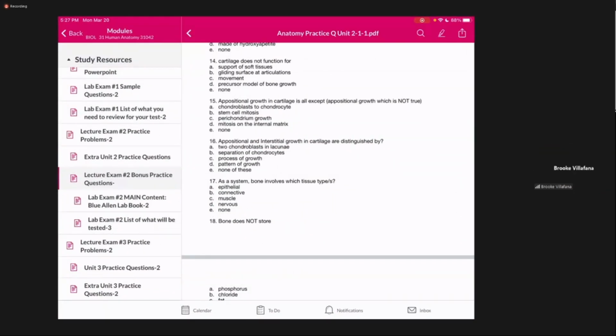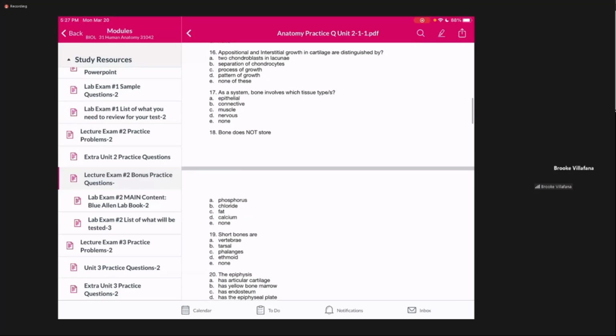Right, so we know that for appositional and interstitial growth, they both involve two chondroblasts in one lacuna, and that leads to the separation of chondrocytes. The process of growth for both is the same. What's different is the pattern, which means where they grow. So the pattern or the location of growth. Again, appositional is on that perichondrium or the outside. Interstitial is in the internal matrix or on the inside. All right, question 17. As a system, bone involves which tissue types?